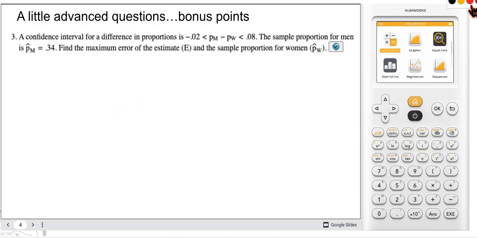So what we have to look at, I think there should be, yeah, make it a little bit bigger so we can work with it. To get the maximum error estimate, or the margin of error, we need to get the point estimate first, which is in the middle.